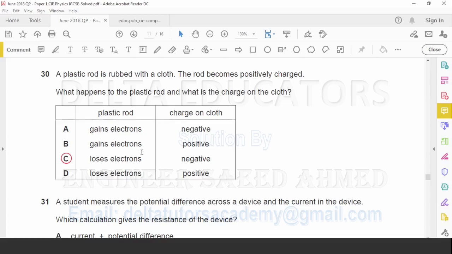Now we check the options. Plastic rod loses electrons and the charge on the cloth is negative. Negative charge is given in option C, and plastic rod loses electrons is also given in option C. So the correct option is option C: the plastic rod loses electrons and the charge on the cloth will be negative.